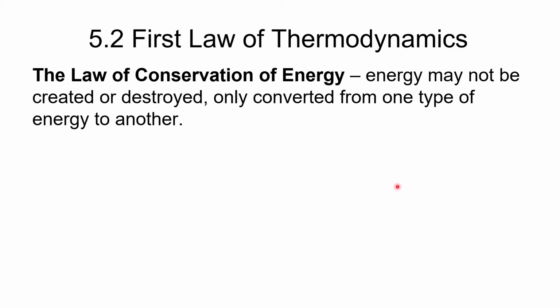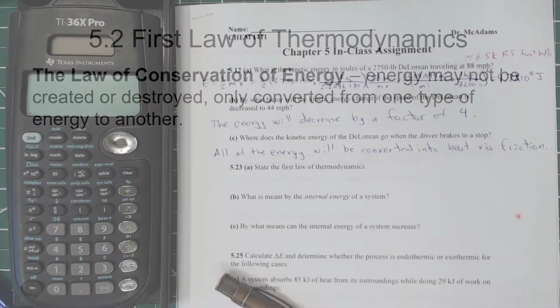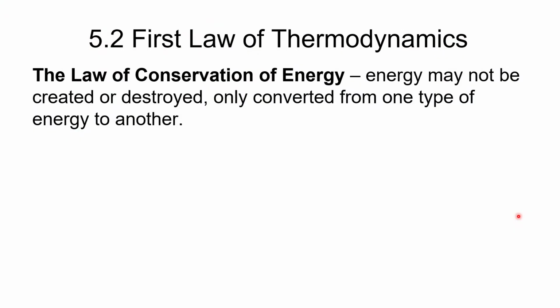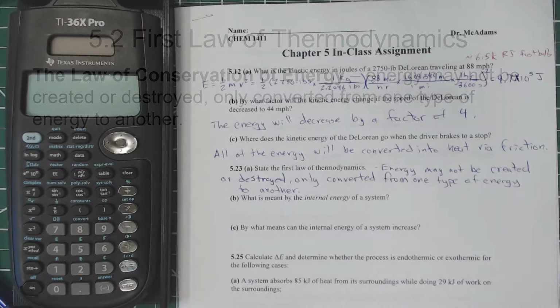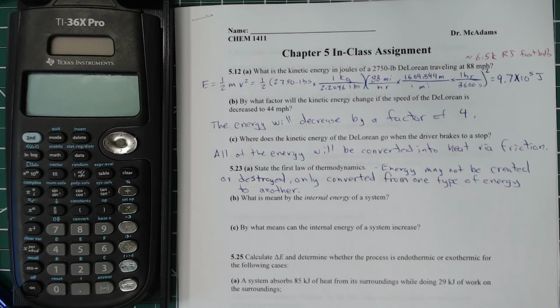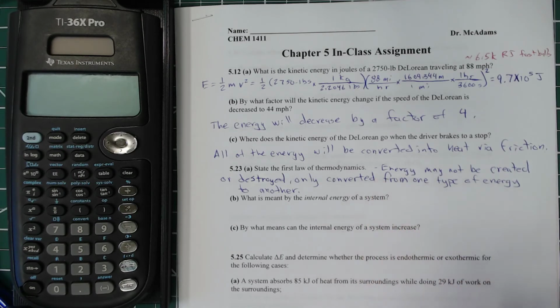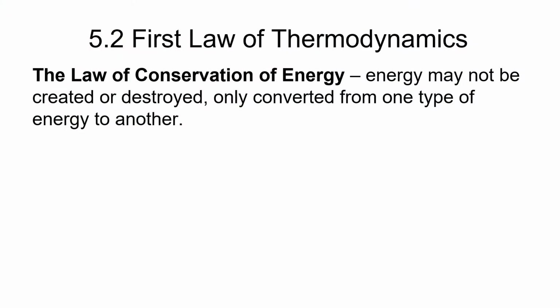So I'm going to write that down, if you look at number 23. All right, number 23 says state the first law of thermodynamics. So I'm going to write that down right here. All right, through the miracle of pausing the video, I was able to write that down so that you did not have to watch me write it down. So energy may not be created or destroyed, only converted from one type of energy to another.